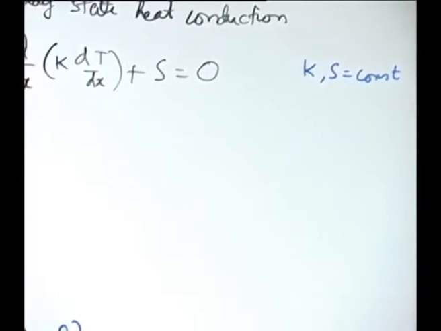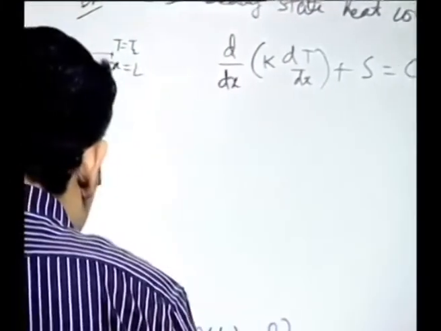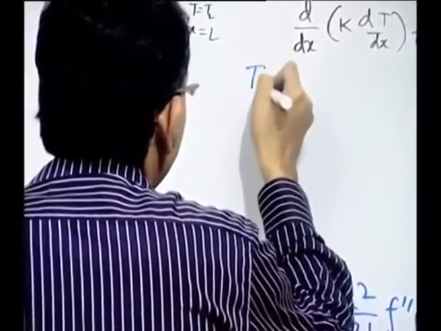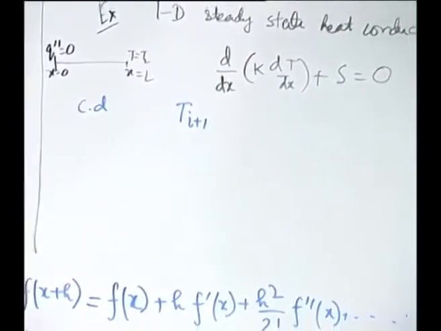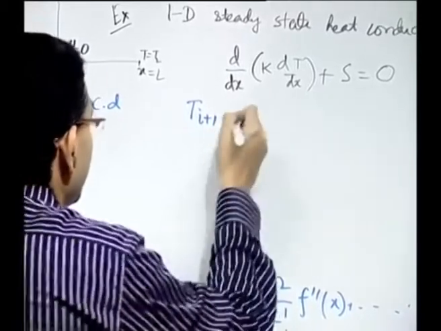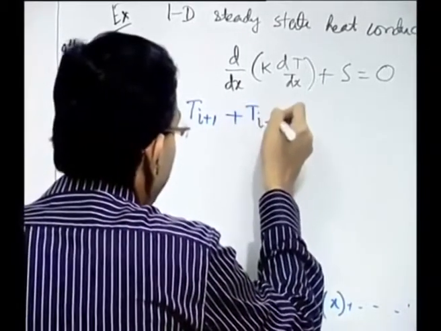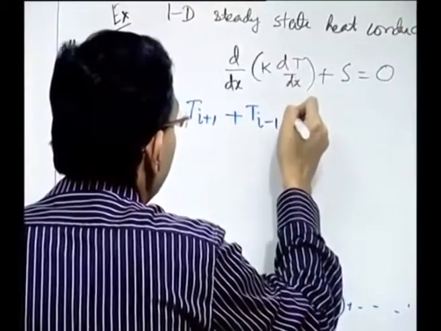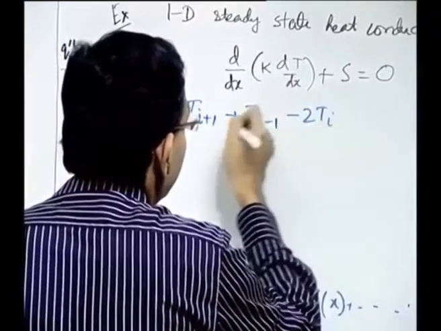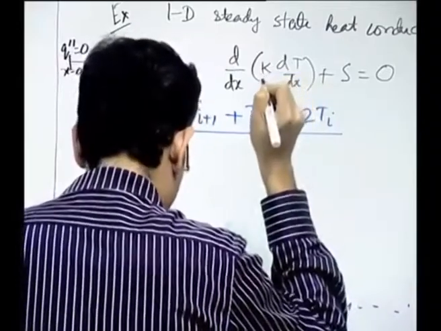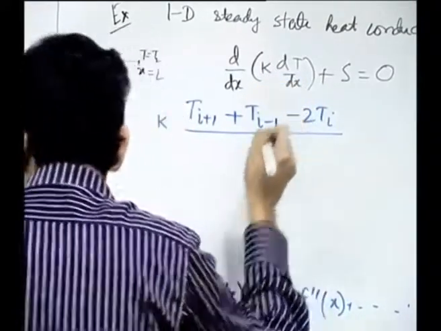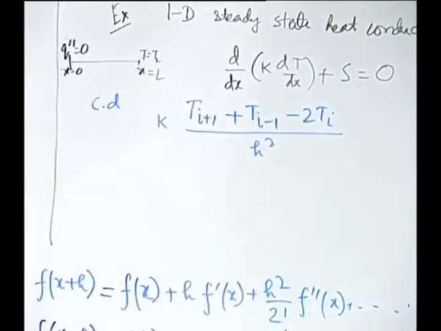So, you have f(x plus h), that is T(i plus 1), plus f(x minus h), that is T(i minus 1), minus 2 f(x), that is 2 T(i), divided by h square. What is h? h is the distance between the grid points.